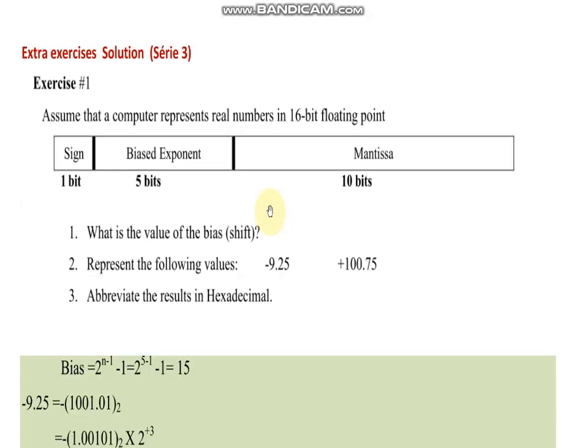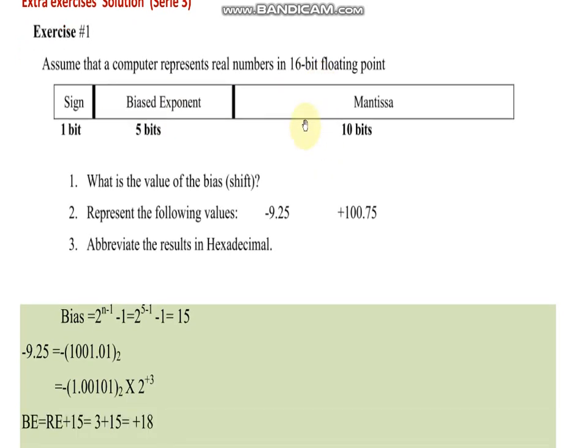Exercise 1 for the extra exercises in sheet 3. Assume that a computer represents real numbers in 16-bit floating point. The 16 bits are divided as follows: 1 bit for the sign, 5 bits for the biased exponent, and 10 bits for the mantissa. The first question: what is the value of the bias, of the shift? The value that we add to get a positive exponent.